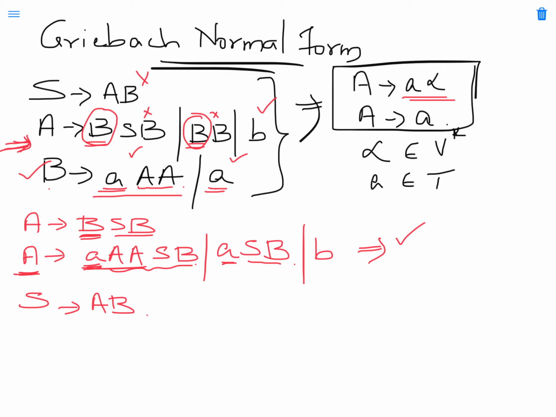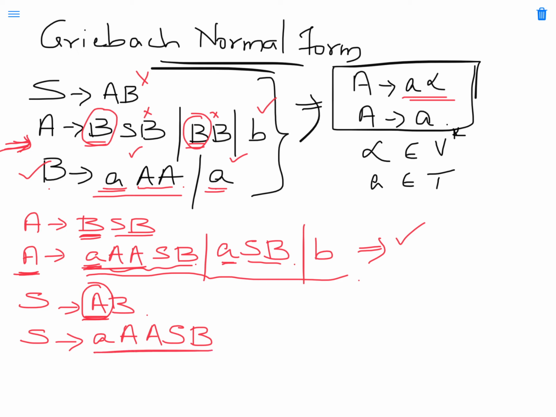So already A and B are in the GNF form, and inside this S production, the right hand side starts with non-terminal A. So what you have to do is, in place of this A, substitute the productions of A, the right hand side of the A non-terminal. So when you substitute it, the S productions can be written as, in place of A, you substitute the A productions, taking from A, and the remaining B is in S.